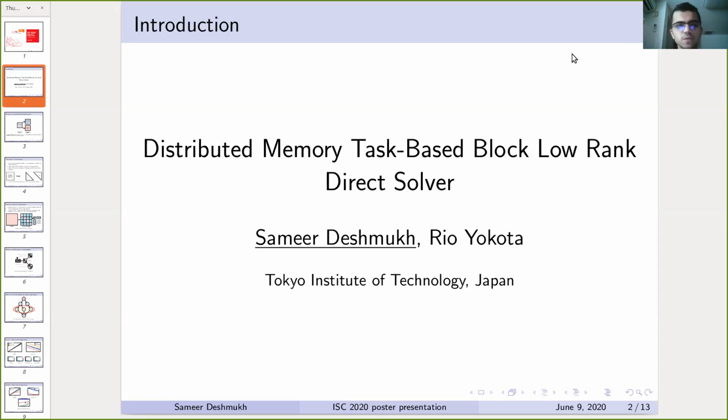Today, I will be talking about our poster on distributed memory task based block low rank direct solver.